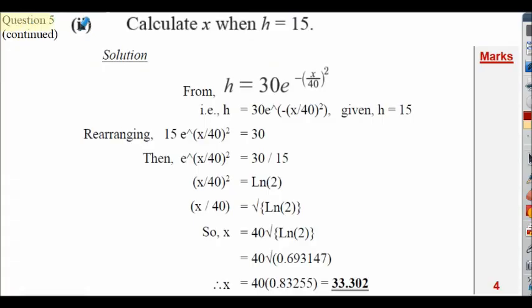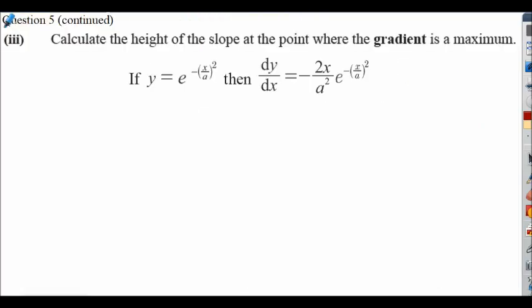Question 5, solution continued. Part 2 here. So we're given h, need to find x, and here's the value of x calculated. Let you review the solution at your own pace. For question 5, solution continued.